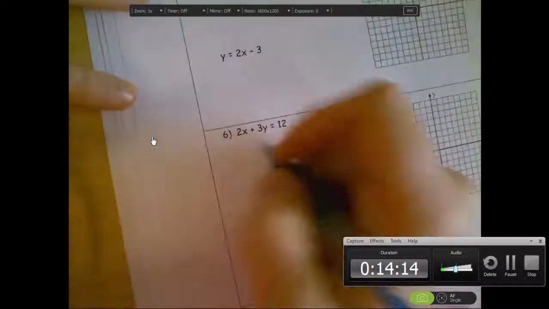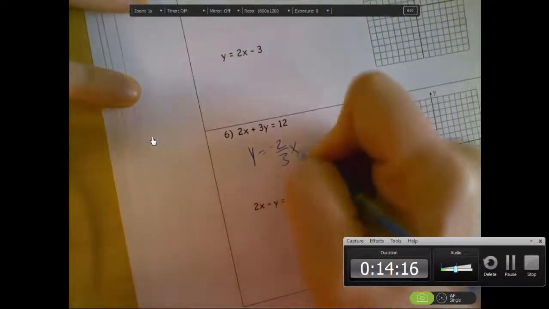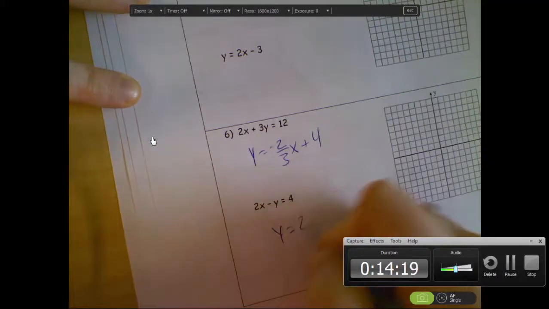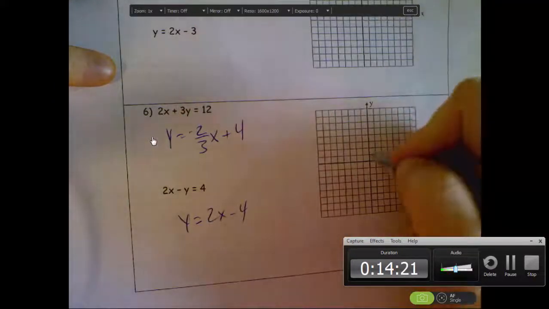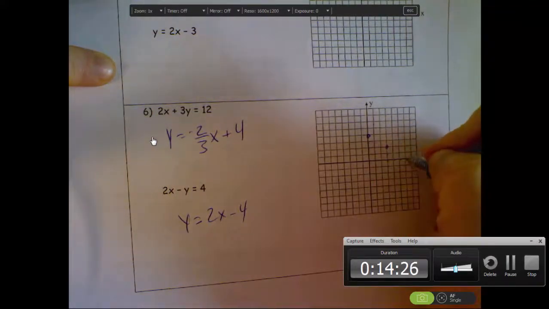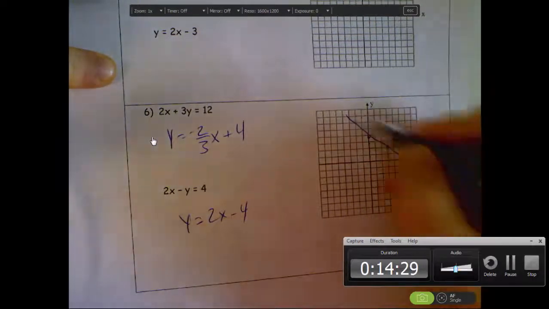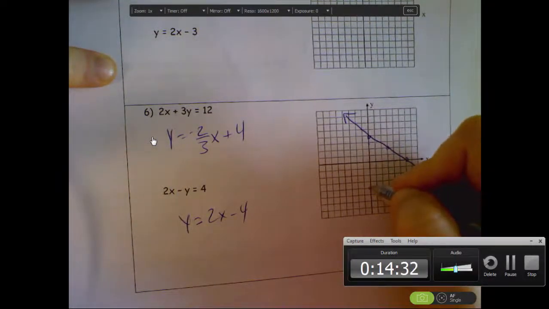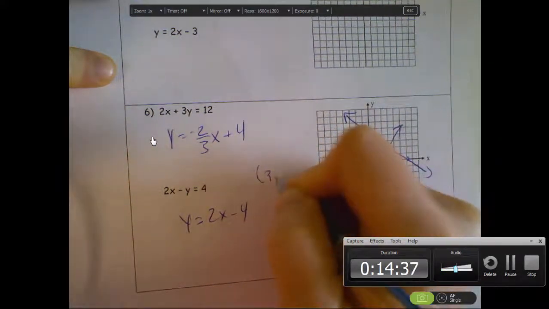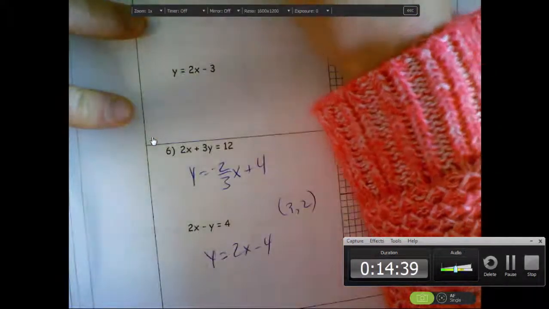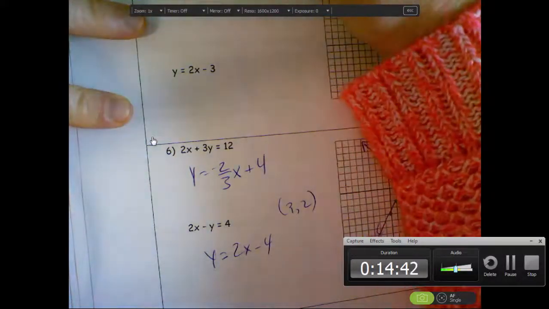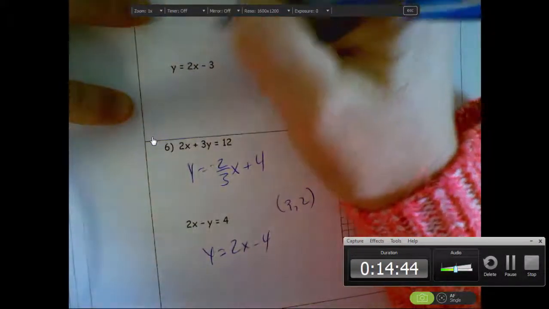Almost done. I'm just going to do one more of these because we don't have a lot of time. Let's see. This line is y equals negative 2/3 x plus 4. This line is 2x minus 4. So if I start at 4 and go down 2 over 3, it looks like this. If I start at negative 4 and go up 2 over 1, it looks like this, and they cross at (3, 2). The answers to these are the following, just so you know what your answer should be.